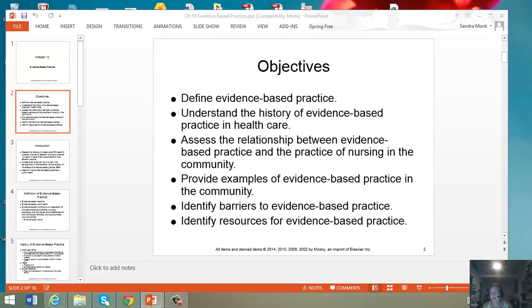The objectives of this chapter are to define evidence-based practice and to help us understand the history of evidence-based practice in healthcare. We also want to assess the relationship between evidence-based practice and the practice of nursing within the community, and to provide examples of evidence-based practice in the community, and to look at barriers to evidence-based practice and identify resources for evidence-based practice for the community health nurse.